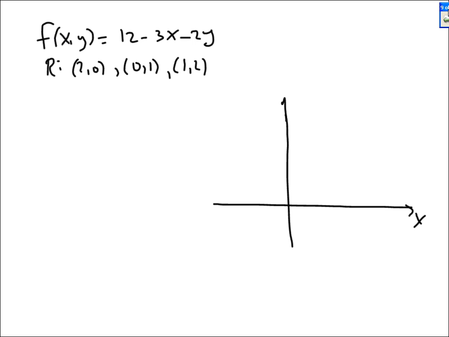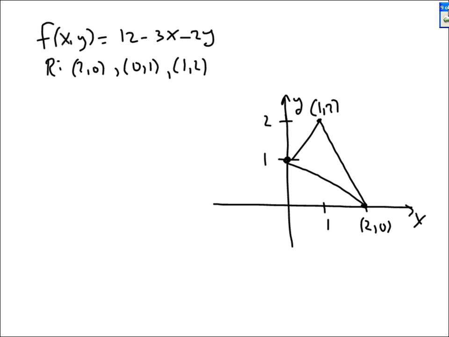The points (x, y) are: (0, 1) is right here, (2, 0) is right here, and (1, 2) is right here. That is, you can only take f of points in this triangular region. This point is (1, 2), this is (2, 0), and this is (0, 1).